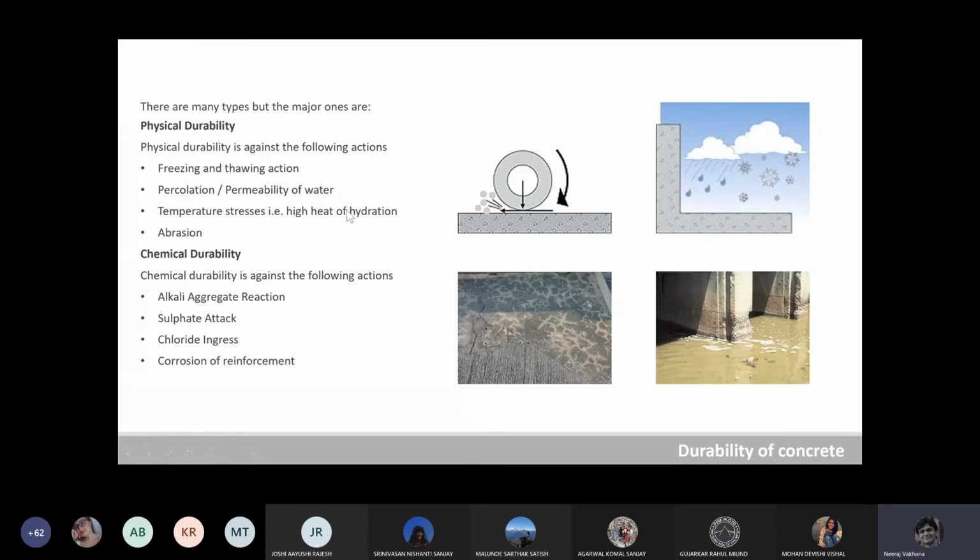Percolation or permeability of water, how much water it is going to retain, will again affect the concrete and the reinforcement which is present inside. Then temperature stresses, that is high heat of hydration.